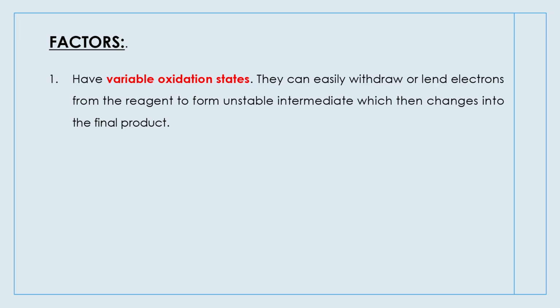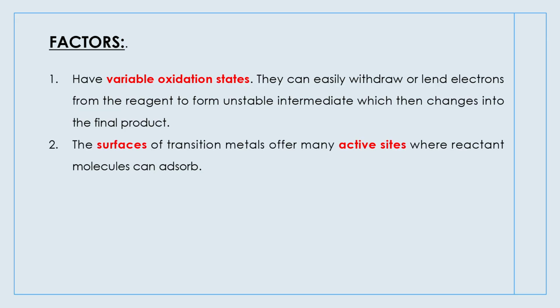The second factor that is involved for the catalytic behavior of the transition element is that the surface of the transition elements offers active sites. By active sites, it means it offers certain places on the surface or the top layer of the transition element where the reactant molecules get adsorbed and then perform the reaction. It provides the site of reaction for the reaction completion.